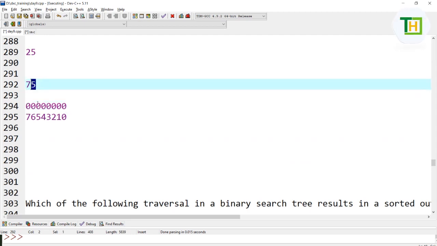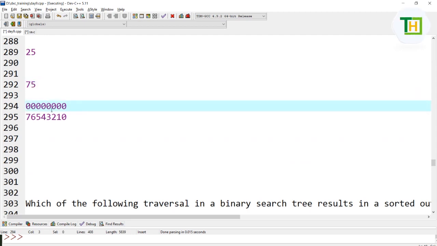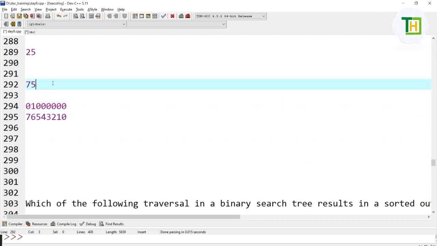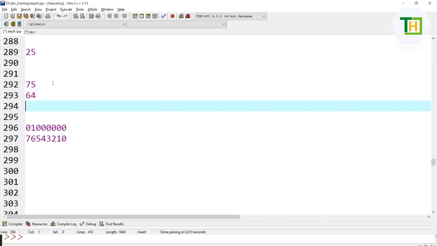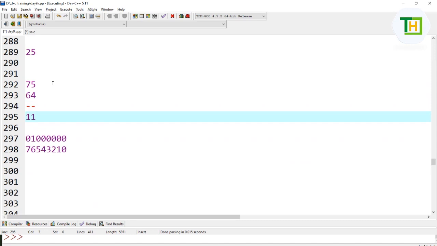Then 2 power 6 is 64, which is lesser than 75. That's why I'm going to put 64 there. That means what is the remaining value? Here the value is going to be 11, right? Then I have to find the binary value for 11.